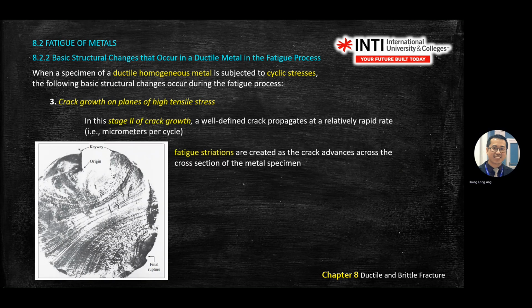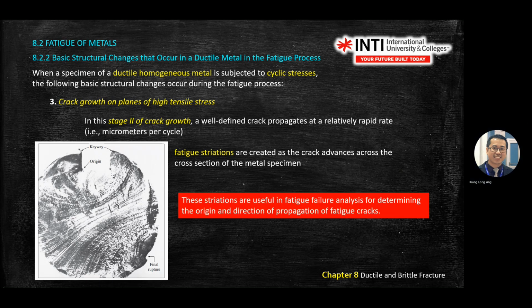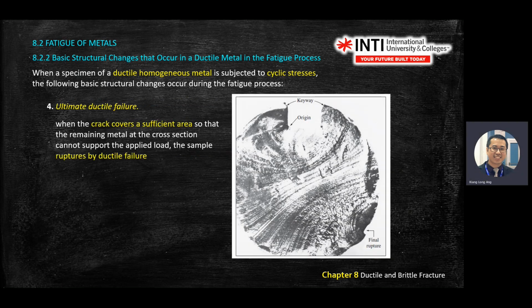Okay. Then the third phase or third process is crack growth on the plane of high tensile stress. So in this stage two of crack growth, this one you read. So here, fatigue striation happens. We have two types of fatigue phenomena, one at the macroscopic, one at the microscopic. This one also you read from the slides. Then there's the ultimate ductile fracture.